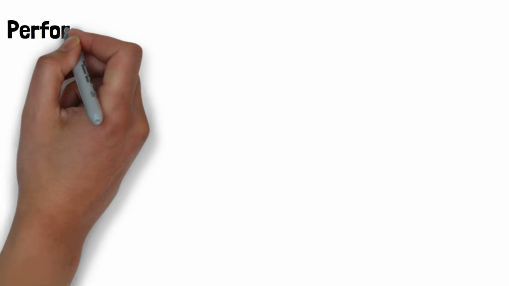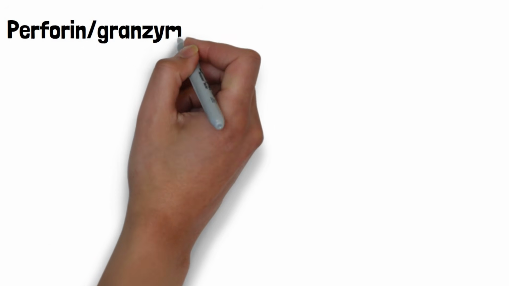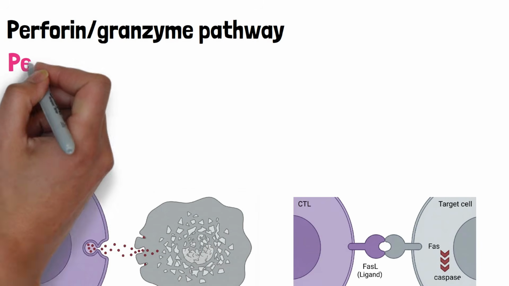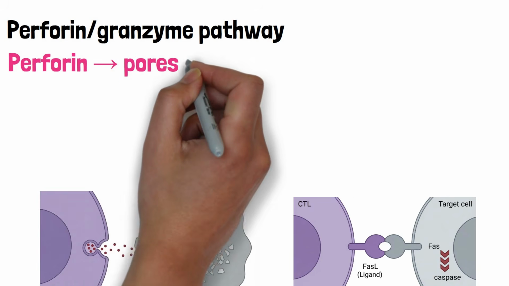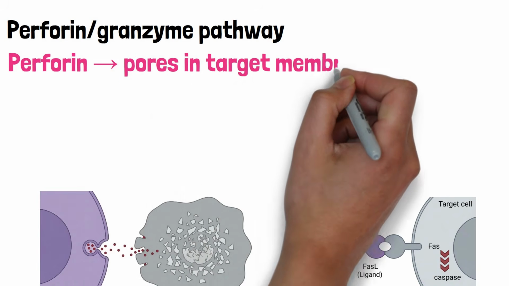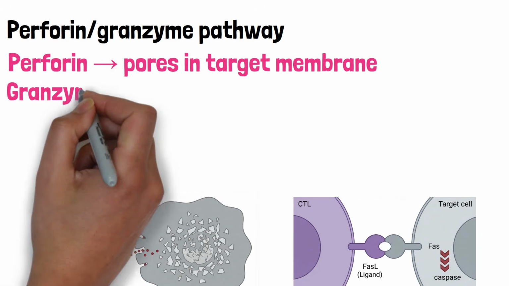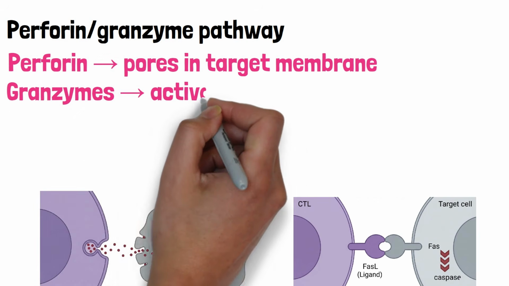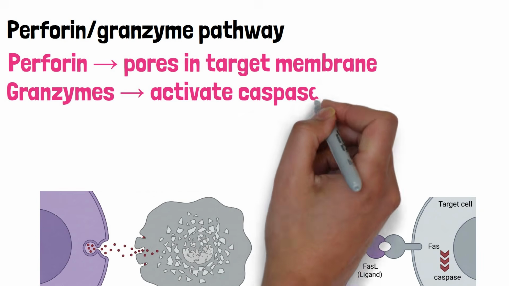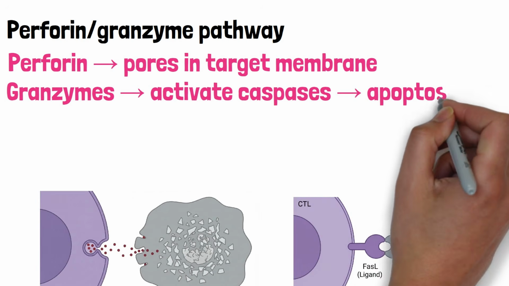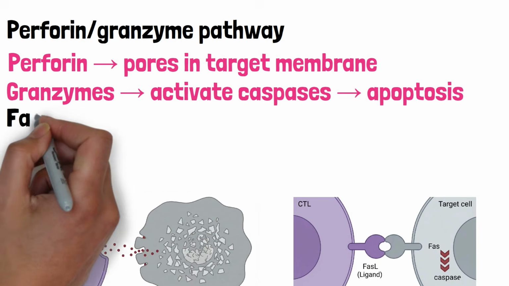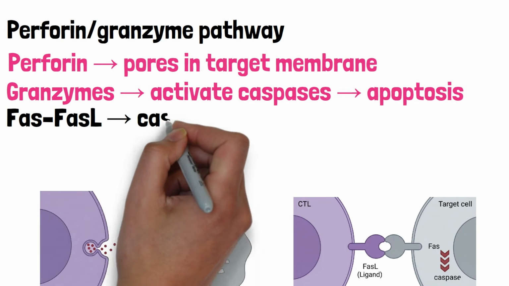Now that the CTL is primed, expanded, and its targets are lit up, let's look at exactly how it kills. So how does a CTL actually deliver the kill? The first route is the perforin/granzyme pathway. Perforin pours straight through the target cell's membrane. Granzymes, which are serine proteases, slip through those pores and activate caspases, driving the target into apoptosis. The second route is FAS binding FasL.